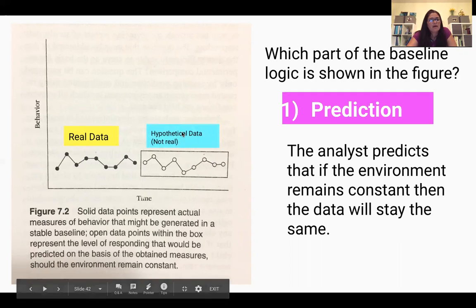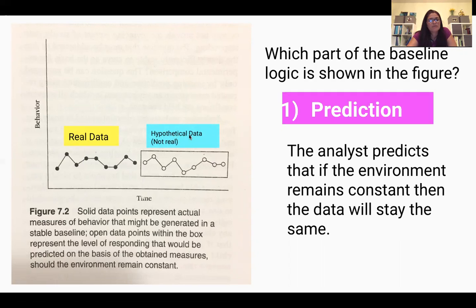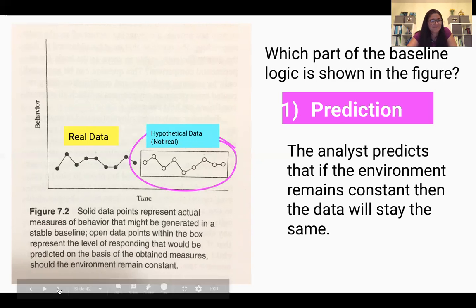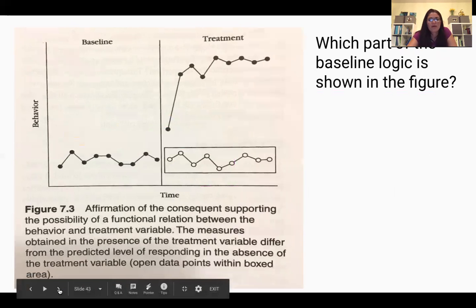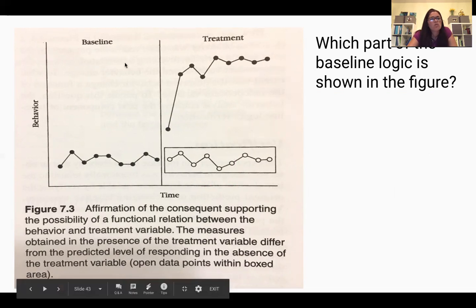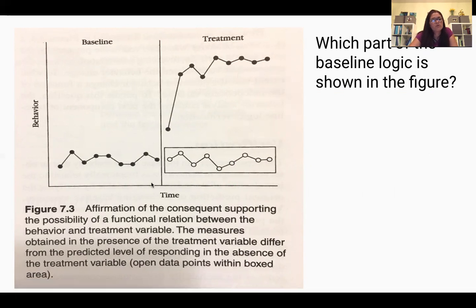The words that they use is hypothetical data. In Jenny words, it's not real, it's fake, but it's hypothetical. There you go. Okay, which part of the baseline logic is shown in the figure? So we have the same one, we have this one, and now we are adding this one. What part is that one?